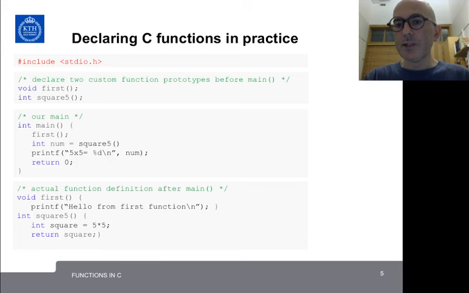We then call the custom functions in the main. The two custom functions are first and square5. square5 returns an integer stored in num. We print num and return 0 at the end of the main function. After the main, we define our two functions. The first function prints a hello from the first function, and the square5 function calculates the square of 5 and returns it.